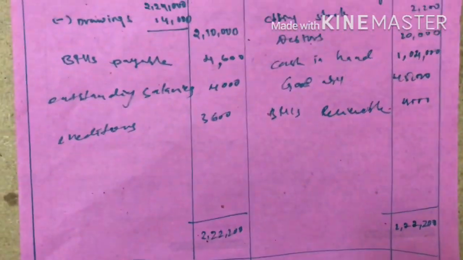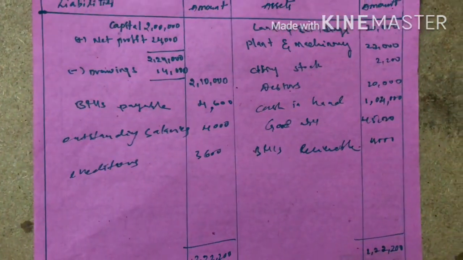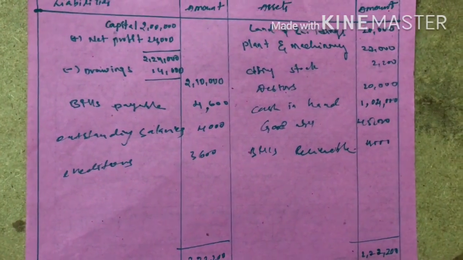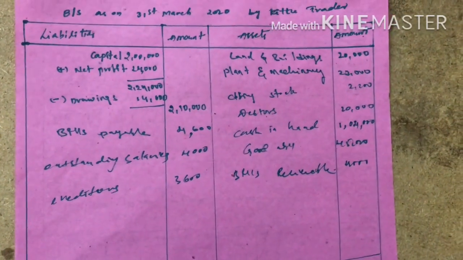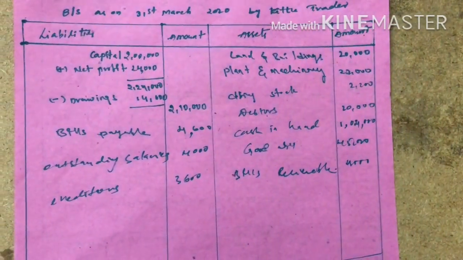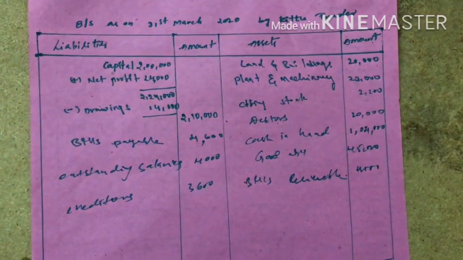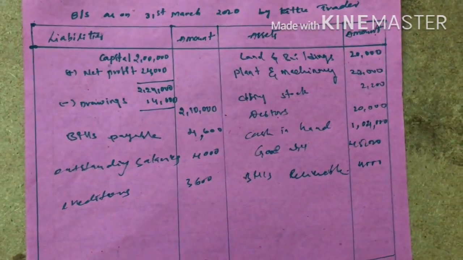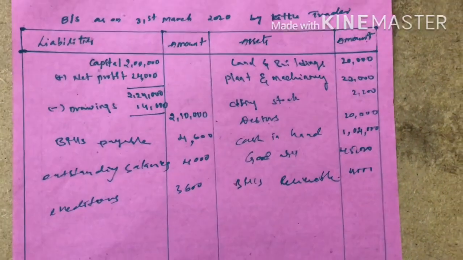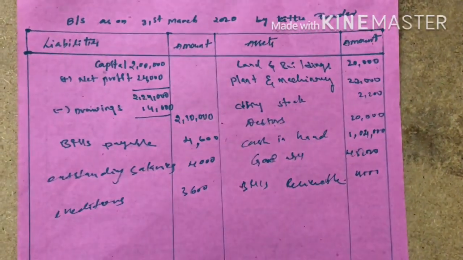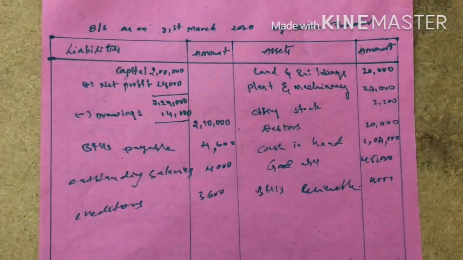Okay, thank you so much. In the next session we will discuss the three final accounts, a combination problem. In that problem we will clear how to prepare the trading account, how to transfer the gross profit to the profit and loss account, and how the net profit or net loss is transferred to the balance sheet. You will clearly know all the final accounts: the trading account, profit and loss account and balance sheet. Okay, thank you so much.